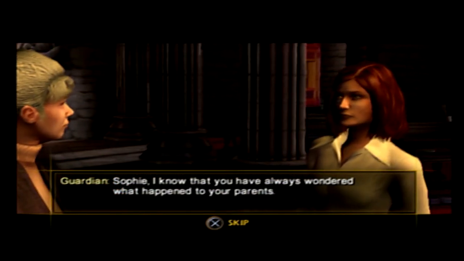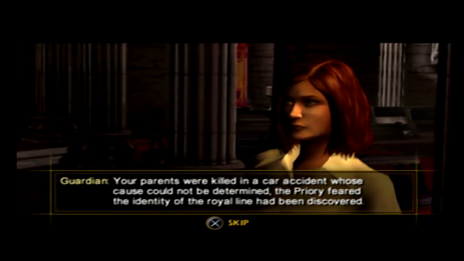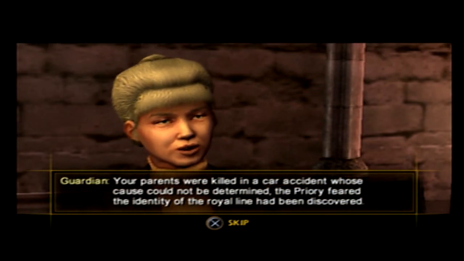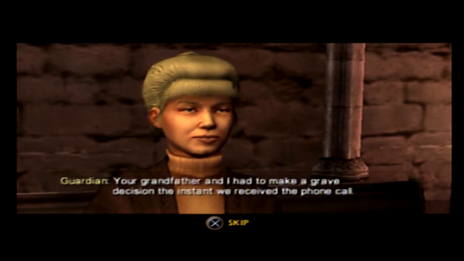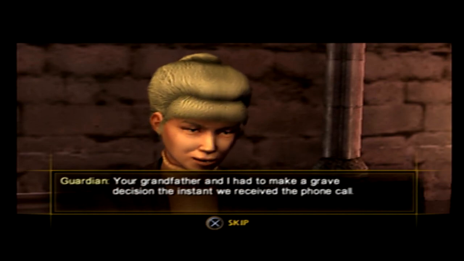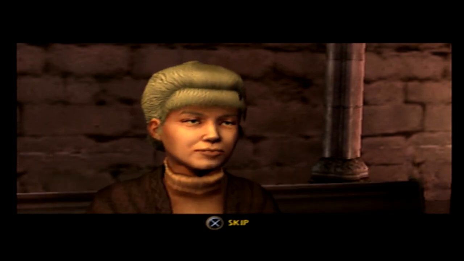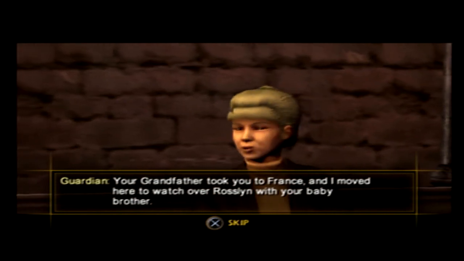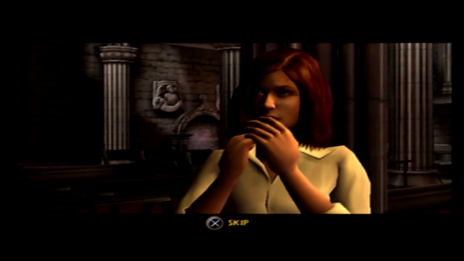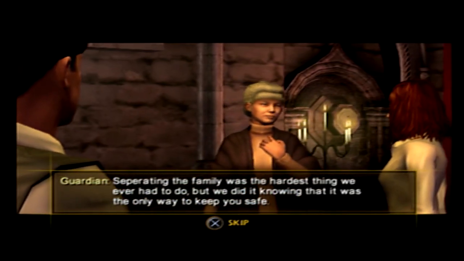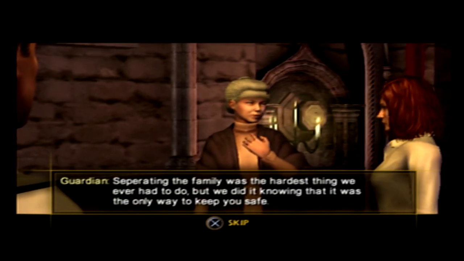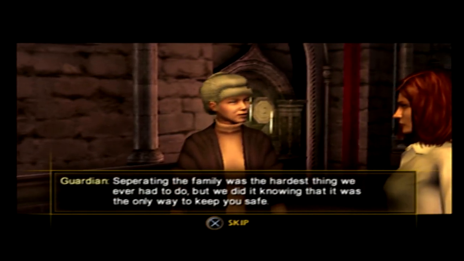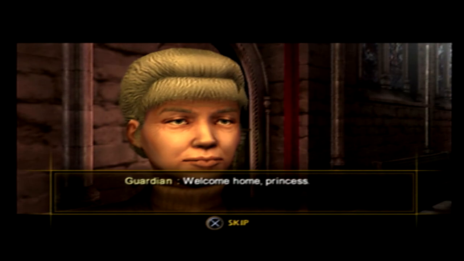I know that you've always wondered what happened to your parents. Your parents were killed in a car accident whose cause could not be determined. The Priory feared the identity of the royal line had been discovered. Your grandfather and I had to make a grave decision the instant we received the phone call. Your grandfather took you to France, and I moved here to watch over Rosalind with your baby brother. Separating the family was the hardest thing we ever had to do. But we did it, knowing that it was the only way to keep you safe. Welcome home, Princess.